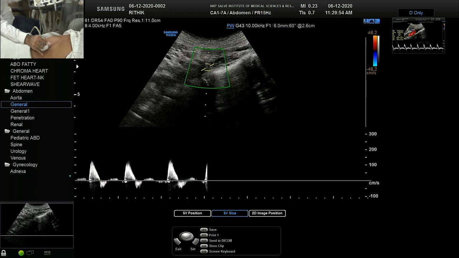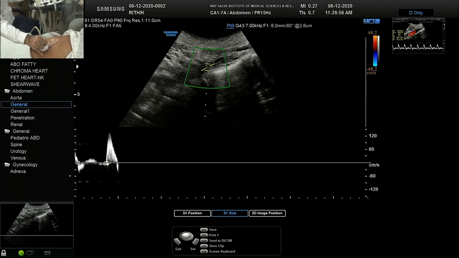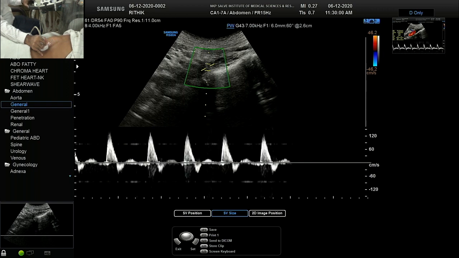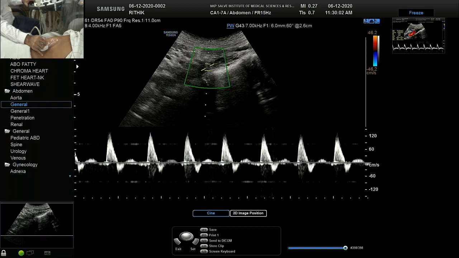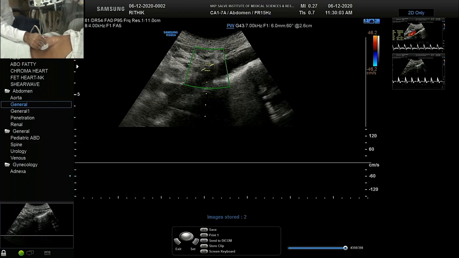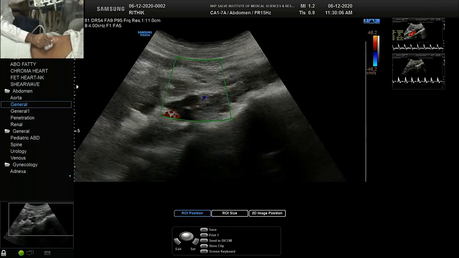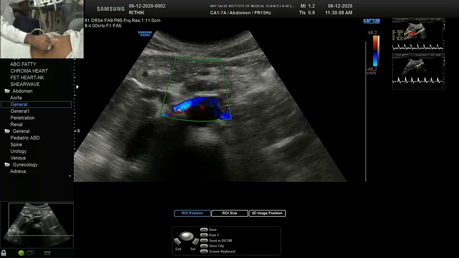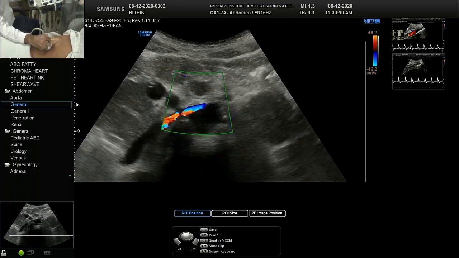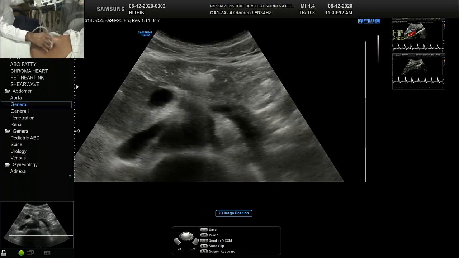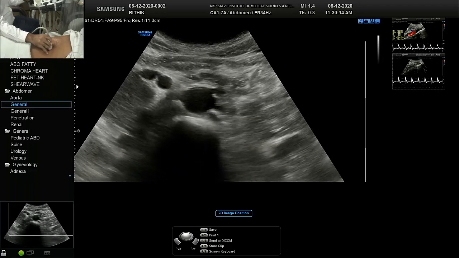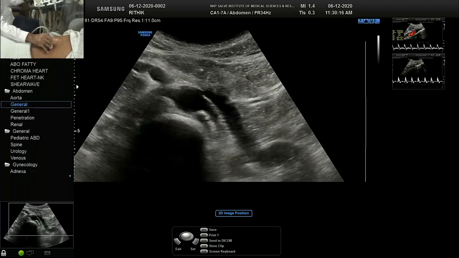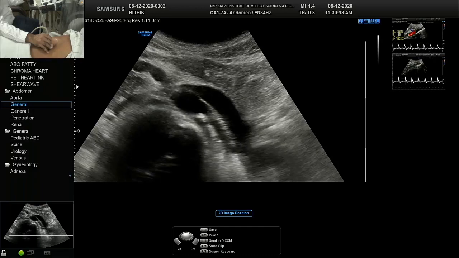See that difference. That was a biphasic flow and this is a triphasic flow. So this is common and normal, to have a biphasic and triphasic, or monophasic and biphasic flow. So we now come back to the area of interest, that is the origin. So that is the left renal artery origin.